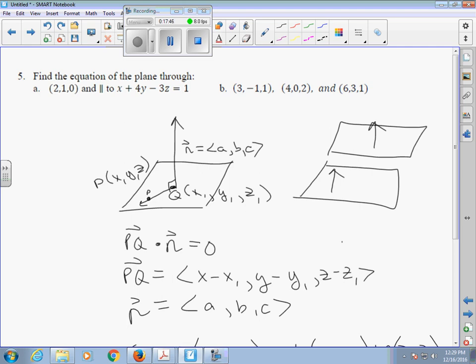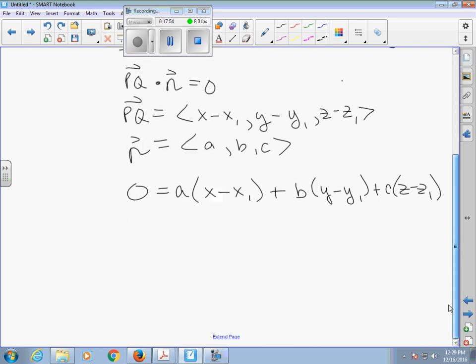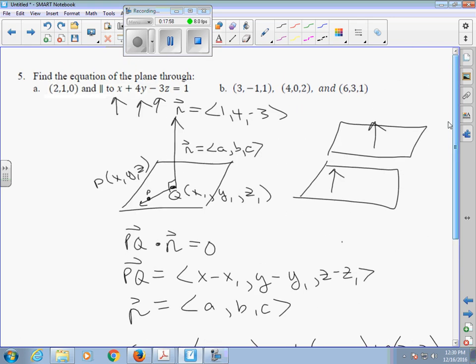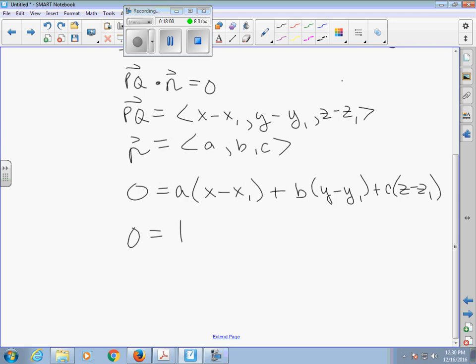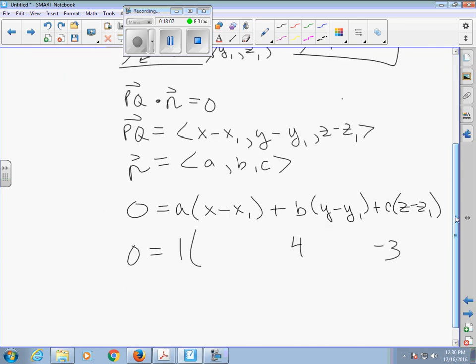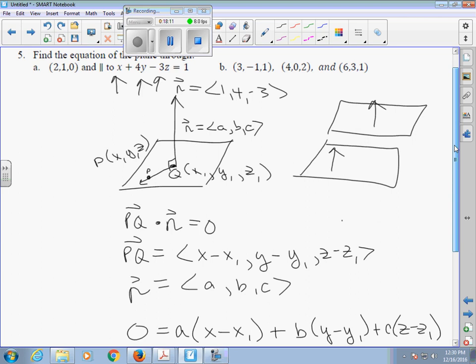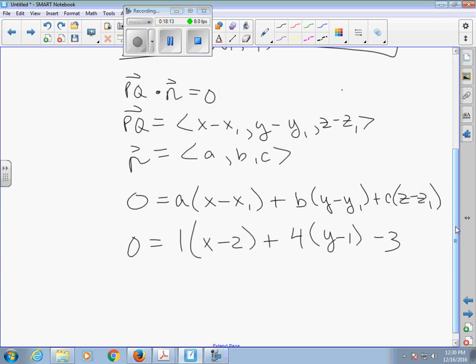So the normal vector of this plane is (1, 4, negative 3). That's going to be the same normal vector of this plane. So we plug in 1 for A, 4 for B, and negative 3 for C. And then the x coordinate of the point is 2, so we have x minus 2, plus 4 times y minus 1, and then minus 3 times z minus 0, and that equals 0.